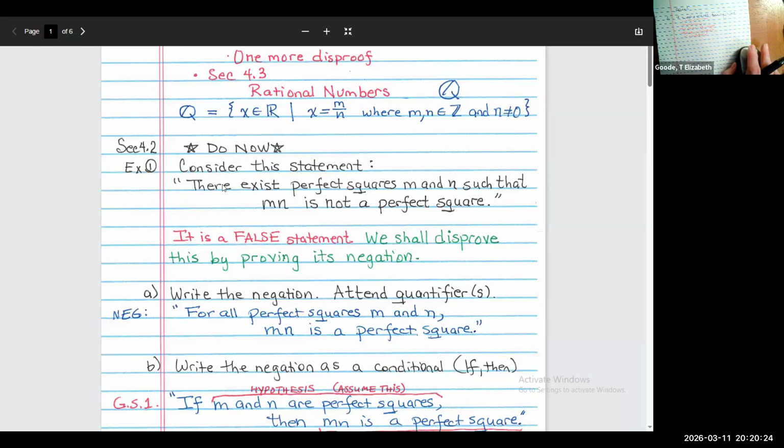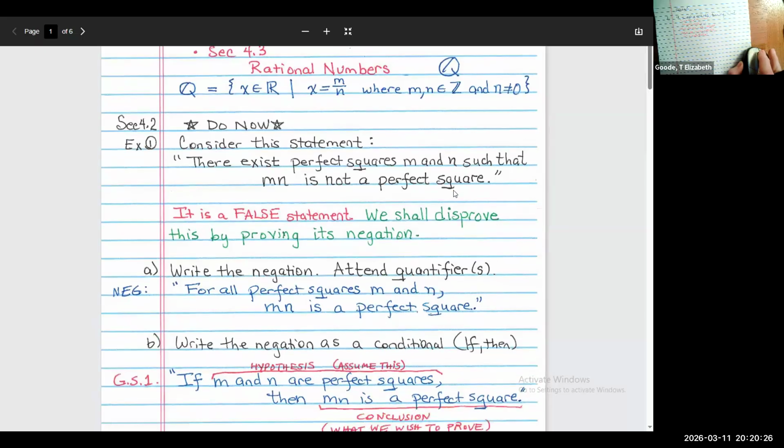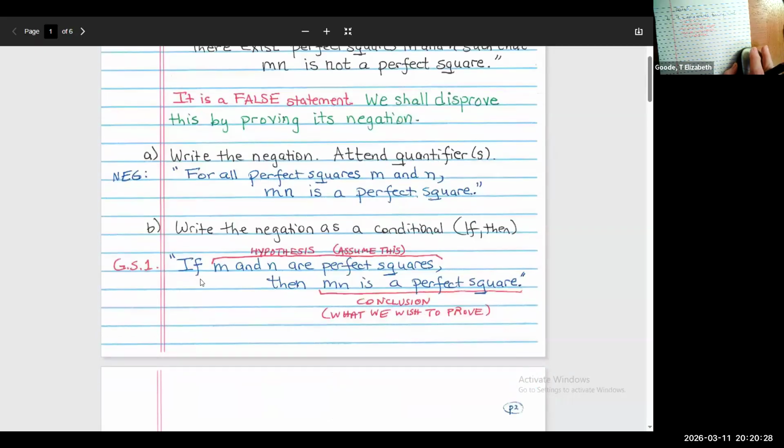In example 1, I give a false existential statement and we prove its universal negation. And here are the steps. We wrote the negation, then we wrote the negation as an if-then because the negation was universal. That way we got our eyes on our hypothesis and on our conclusion.